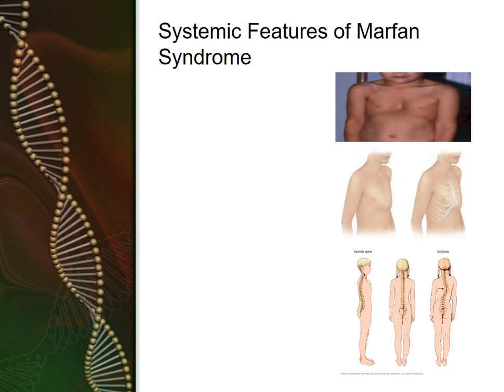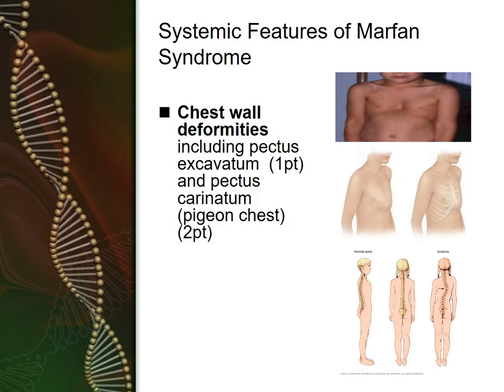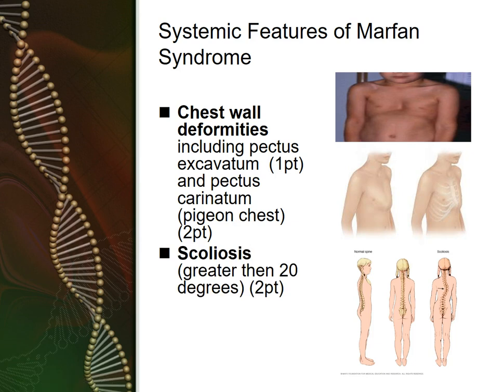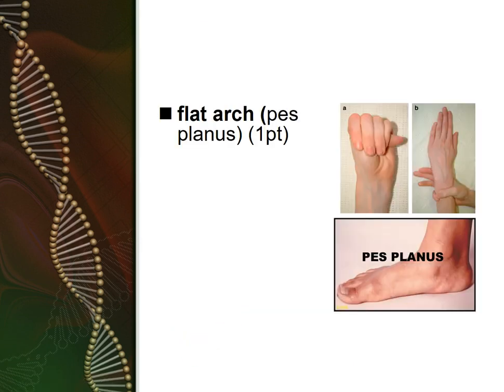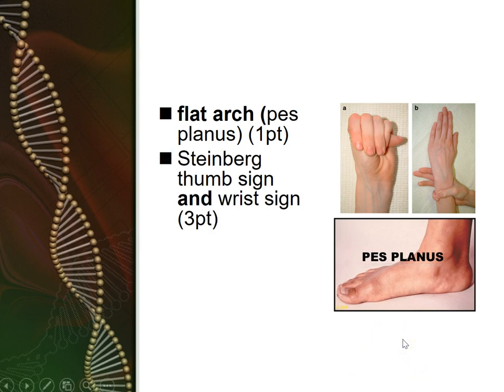So systemic features include, there's actually a point system. A pectus excavatum, you get 1 point. If you have a pectus carinatum, when it comes out like this, you actually get 2 points. And again, you need 7 to have enough points. Scoliosis, which is a curvature of the spine. If it's greater than 20 degrees, you get 2 points. Other features include flat feet, or pes planus.